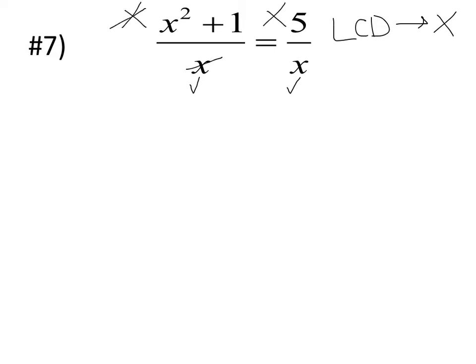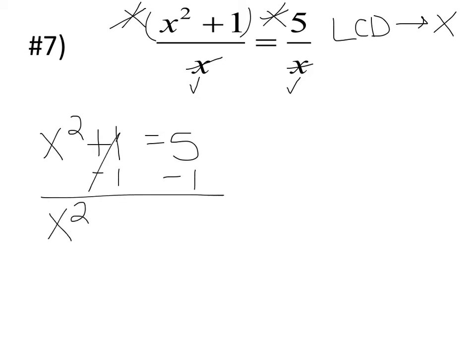This x and this x cancel, this x and this x cancel, and you're just left with x squared plus 1 is equal to 5. Okay? Should have always put parentheses around this binomial. Subtract 1 from both sides. You get x squared is equal to 4.